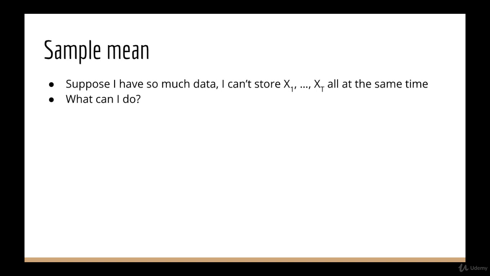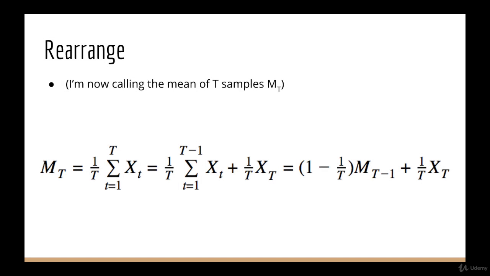Now suppose I have so much data that I can't store all the x's. Is there any way that maybe I can calculate this average more intelligently? And indeed, you can see that if I rearrange the equation for the sample mean, which I'm now going to call m, I can write m of t in terms of m of t minus 1. And so now, instead of having to store all the x's, all I need to store is the previous m and the current x, from which I can calculate the current m.